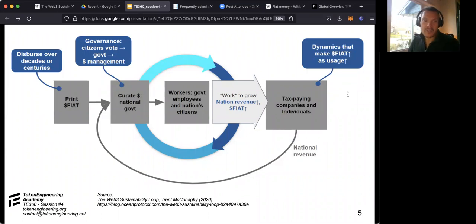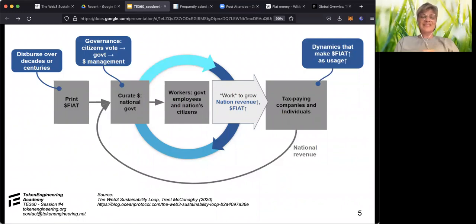Again, this takes hundreds of years, but it's fascinating to see it play out and compare it to businesses at a lower scale, and then Web3 economies. Yeah. All right. Thanks.